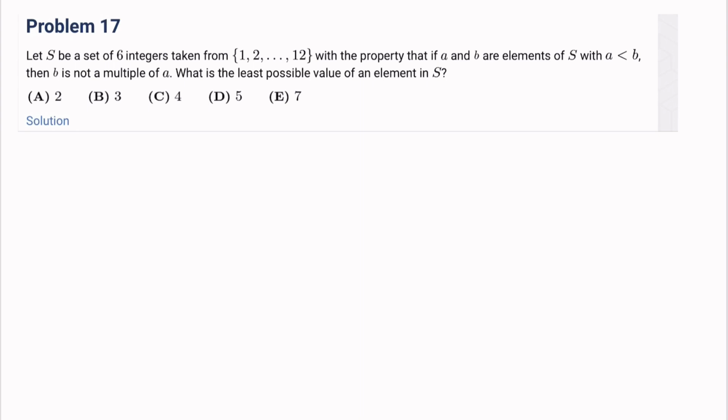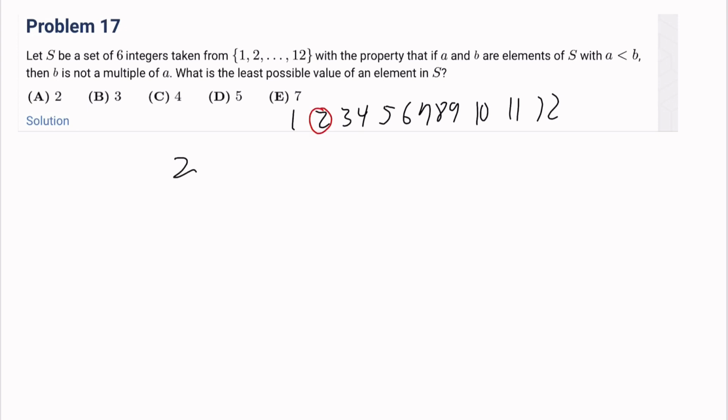Okay, so this set is 1, 2, 3, 4, 5, 6, 7, 8, 9, 10, 11, 12. And so obviously the least value can't be 1, because everything is a multiple of 1. And so 1 can't be it. What if 2 is the least possible value?